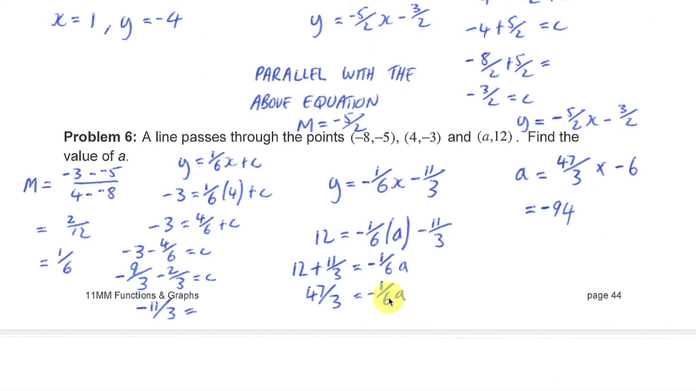And of course, in my next move, what I need to do is multiply both sides by -6. So that will become just a then. So I've multiplied both sides by -6. And over here, I've just written the a by itself to get that a is equal to -94.